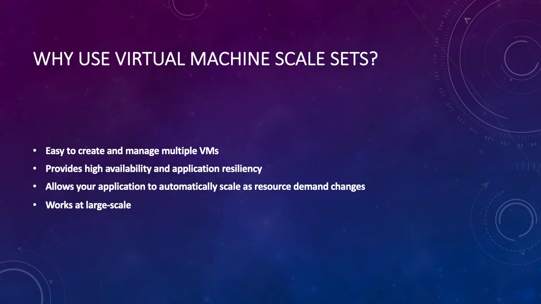These scale sets also provide high availability and application resiliency. Scale sets are used to run multiple instances of your application. If one of these VM instances has a problem, customers continue to access your application through one of the other VM instances with minimal interruption. For additional availability, you can use availability zones to automatically distribute VM instances in a scale set within a single data center or across multiple data centers.